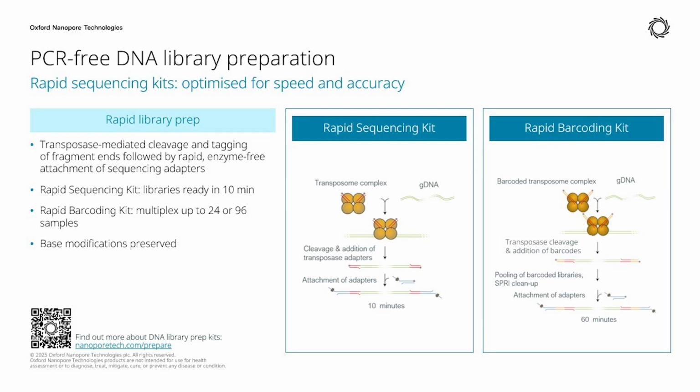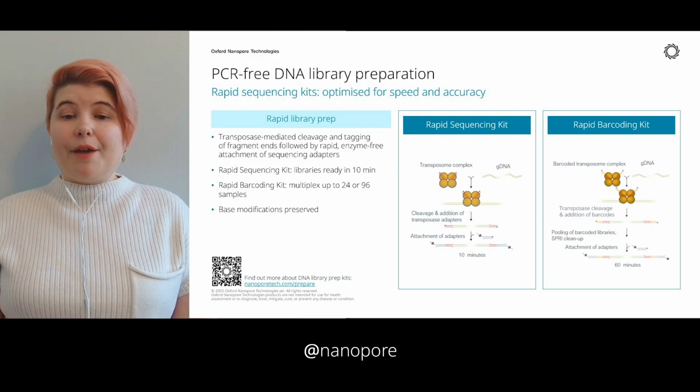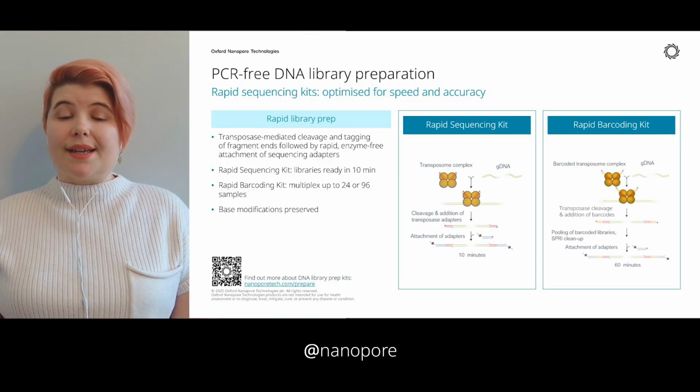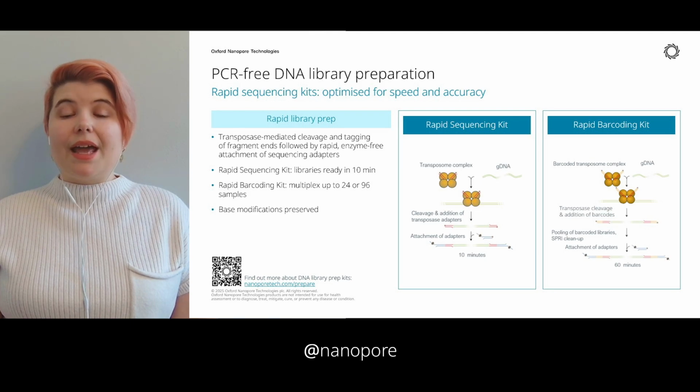Our rapid sequencing kit is optimal where time to answer is critical, or access to the lab equipment is limiting. In a single, quick step, the transposase-based chemistry randomly fragments the DNA molecules and tags the exposed ends of the fragments with adapter sequences. After this, a sequencing adapter is rapidly attached onto the tagged ends. The whole process only takes around 10 minutes, and no third-party reagents are required.